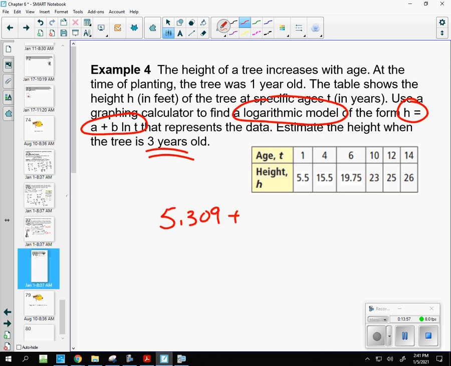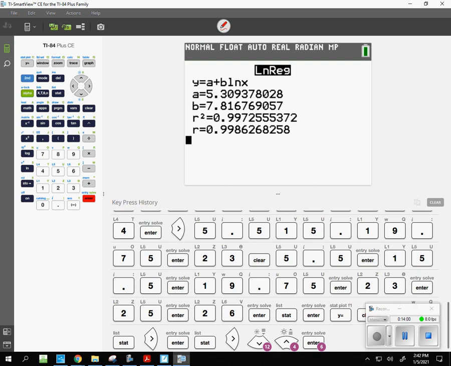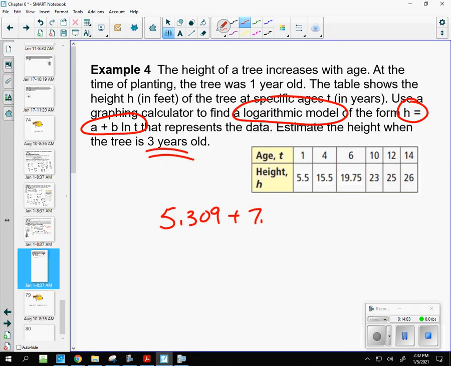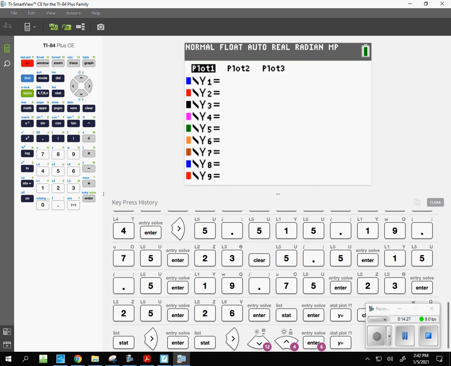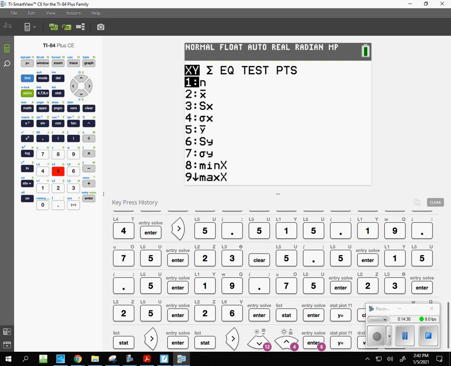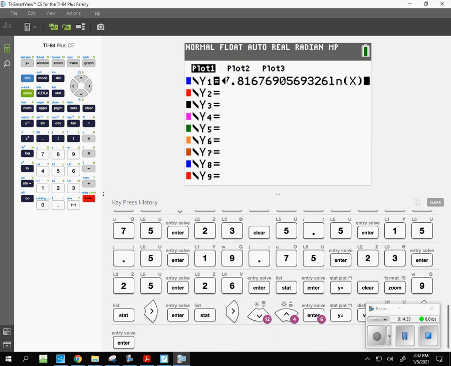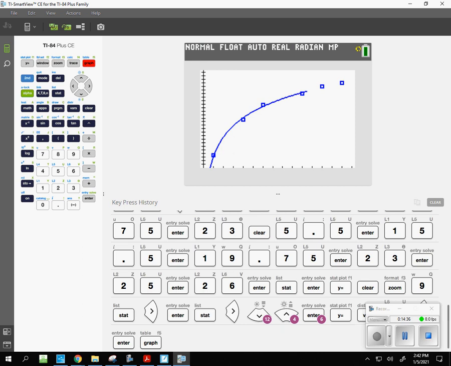5.309 plus B, 7.817, 7.817 natural log, in this case, natural log T. And there's my H. So there's my model. Now, I want to know when the X, or the T in this case, is 3 years. So I'm going to go back to my equation. For those of you who don't remember, go to Y equals. One more time. Vars. Statistics, number 5. Equation. And hit graph. And it'll show you that I am making a natural log equation.